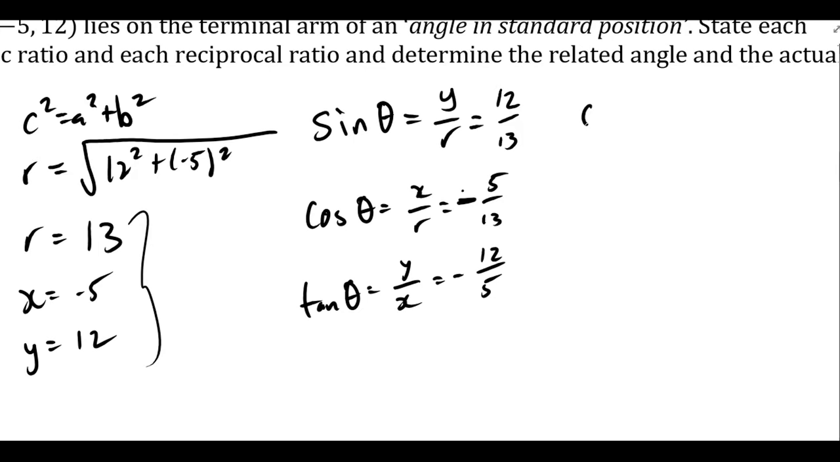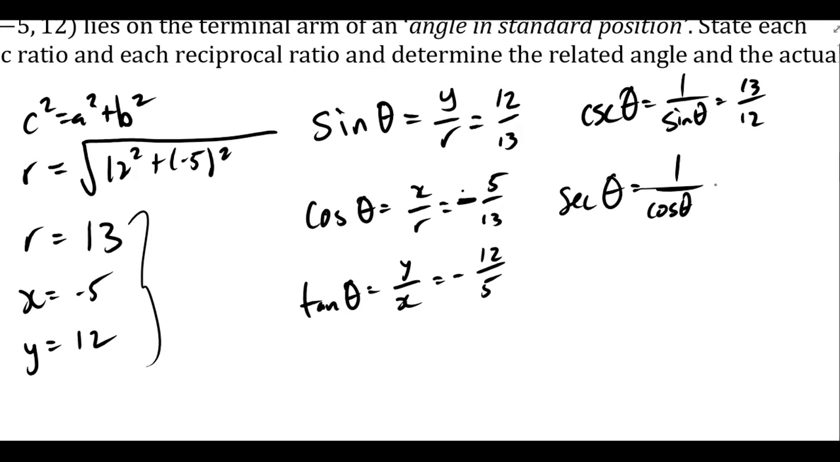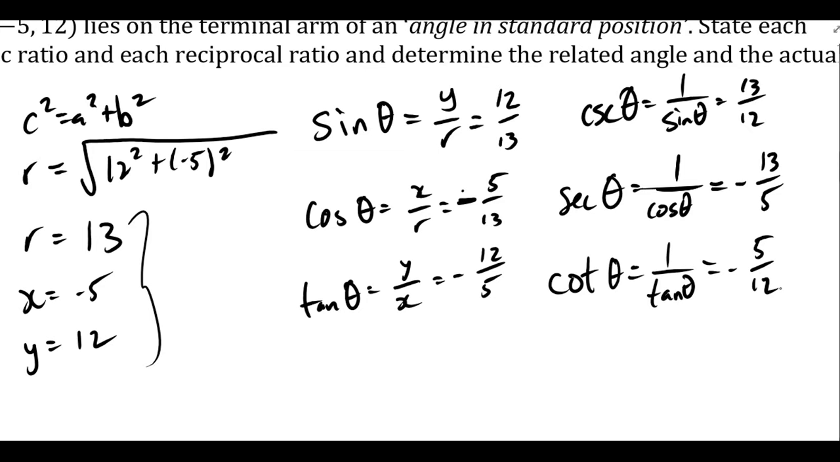Okay, so cosecant theta is just 1 over sine theta. So that's 13 over 12. Secant theta is 1 over cosine theta, which is negative 13 over 5. And then the last one is cotangent. See, that one makes sense. It's 1 over tan, which is the same sign, negative, and then 5 over 12.